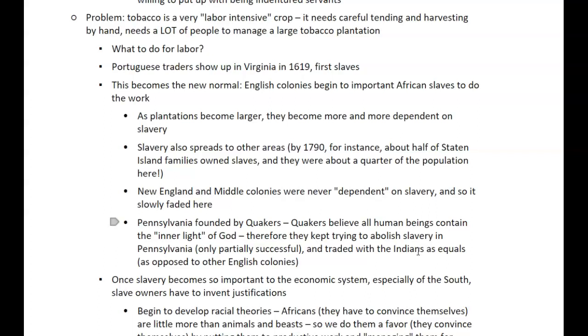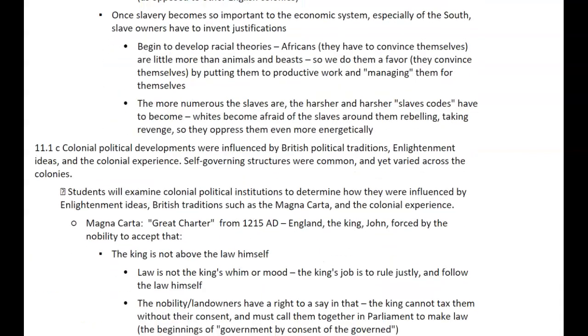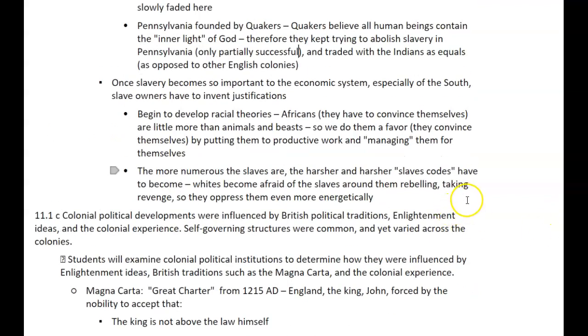In the South, once slavery became so important to the economic system, slave owners had to start inventing justifications. Why do I have this human being in chains? I go to church on Sunday and Jesus talks about salvation, and then I go home and I've got this black guy on my plantation who's being beaten up. So they have to justify it to themselves. They have to rationalize it. And they begin to develop racial theories.